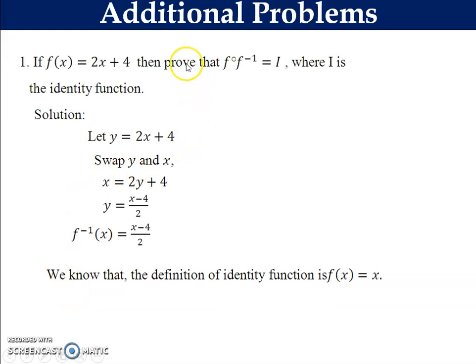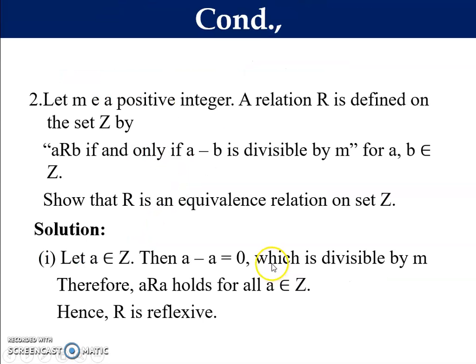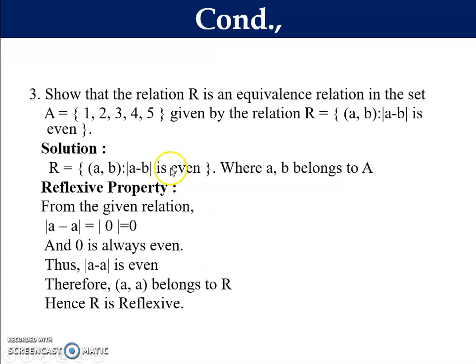Let us recall: in the first problem we wanted to find F composite F inverse, which is equal to I. With the help of F we found F inverse and we proved this definition. And in the second problem, by taking a − b is divisible by m, we proved R is an equivalence relation on set Z. And we checked all three properties.